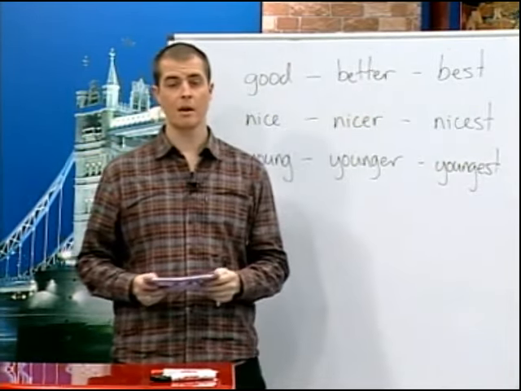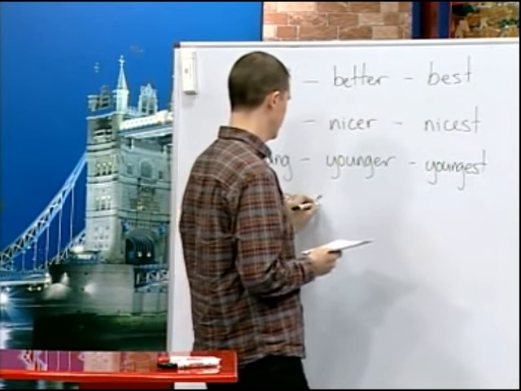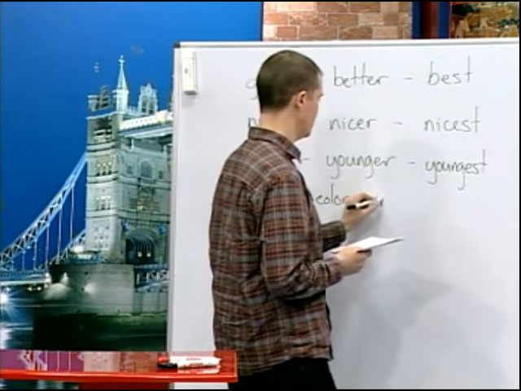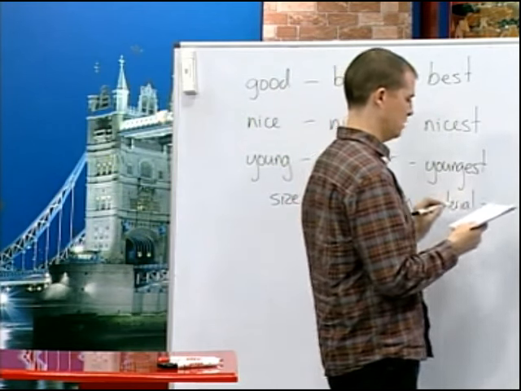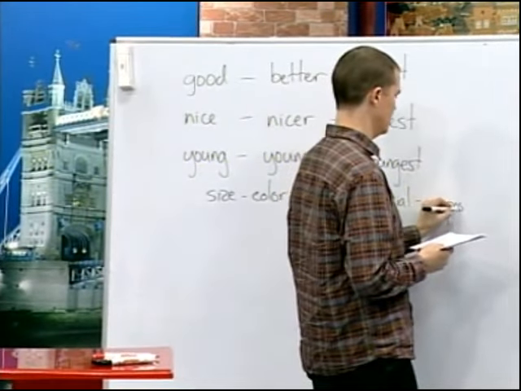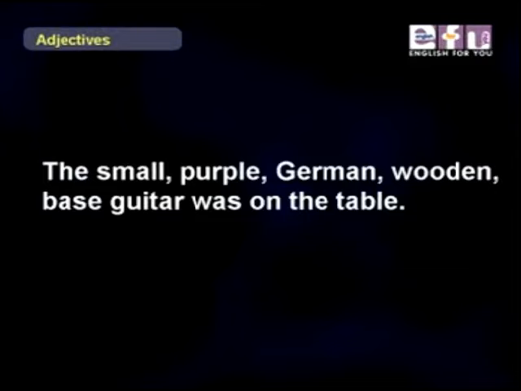When we use a string of adjectives, there is an order. This is the order. We say size, color, origin, where something is from, material, purpose, why we use it, and finally, noun. So, for example, we could say the small, that's the size, the small purple German wooden bass guitar was on the table.